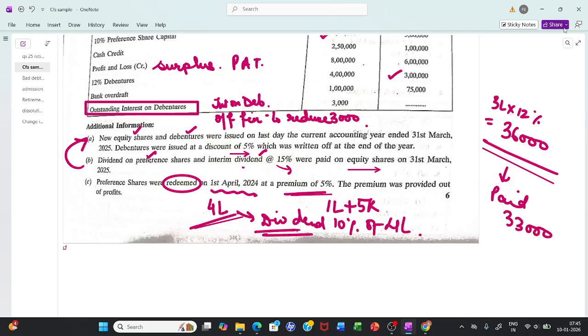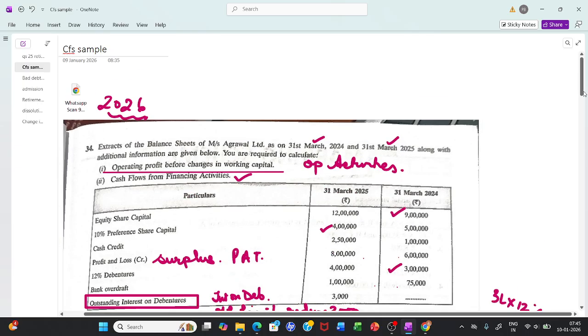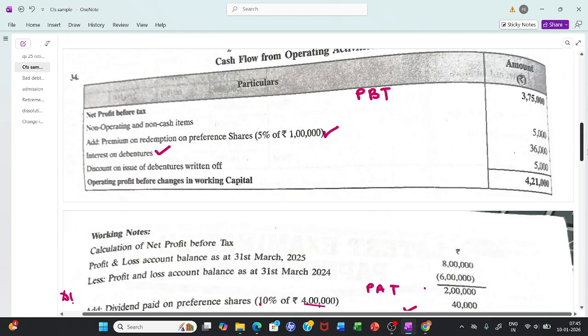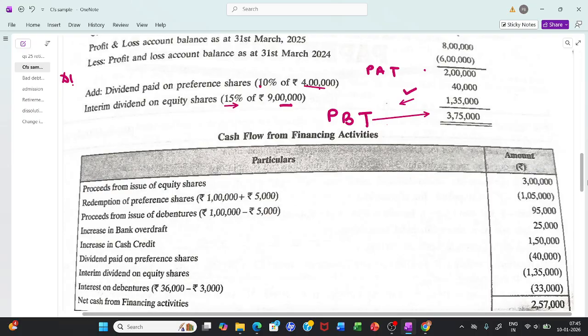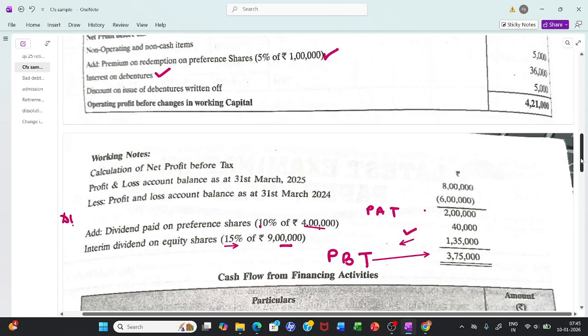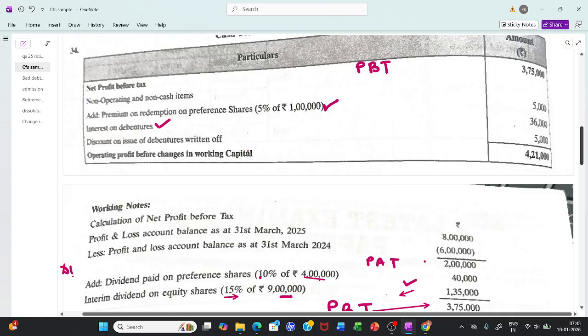Here I need to write the amount I have provided from P&L. This has been provided. So what I will add here is the amount of rupees 36,000. Similarly, discount has to be written off in that year itself on debentures. We have learned that they were issued at a discount of 5%, so that 5% goes here. So then we get an operating profit before working capital changes of 4,21,000 by adding all these.